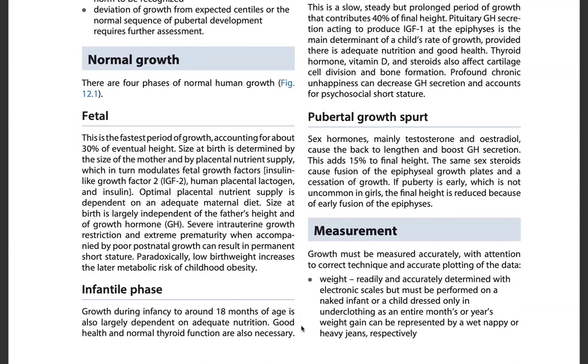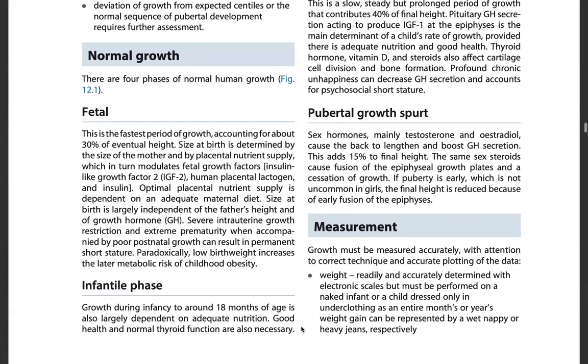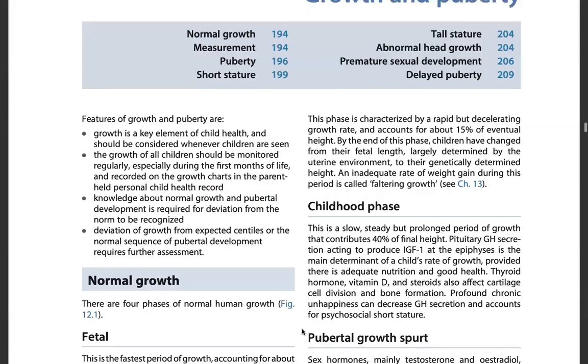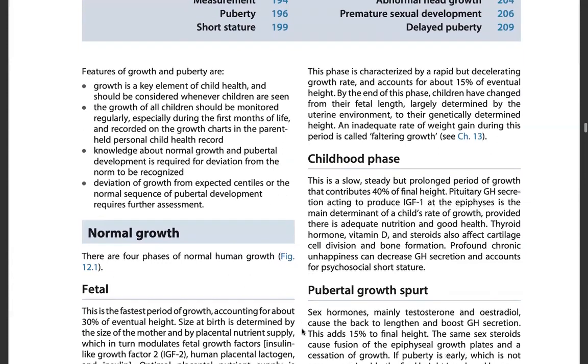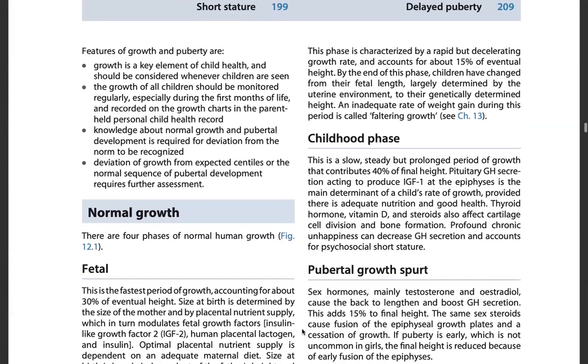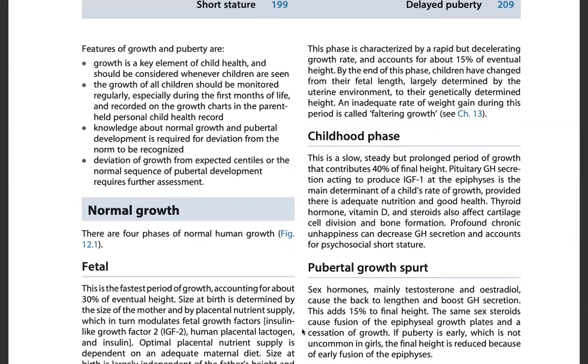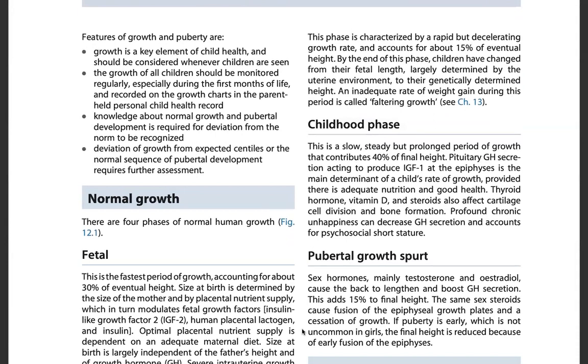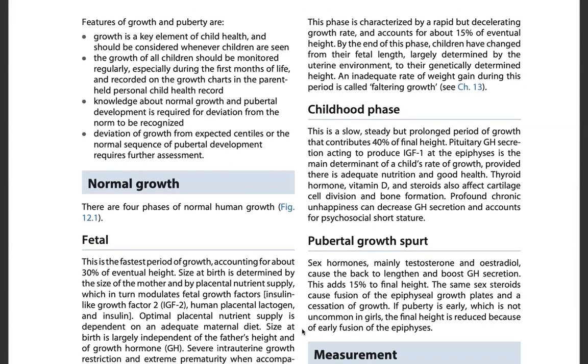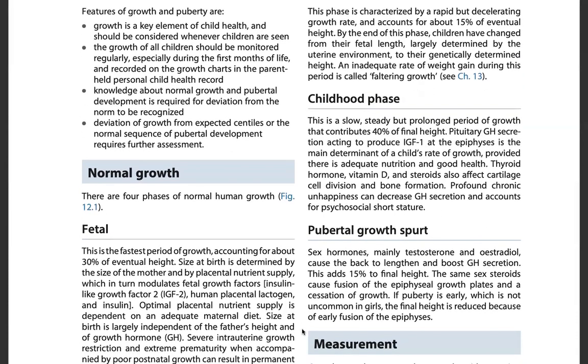Infantile phase: growth during infancy, to around 18 months of age, is also largely dependent on adequate nutrition. Good health and normal thyroid function are also necessary. This phase is characterized by rapid but decelerating growth rate and accounts for about 15% of eventual height. By the end of this phase, children have changed from their fetal length, largely determined by the uterine environment, to their genetically determined height. An inadequate rate of weight gain during this period is called faltering growth.